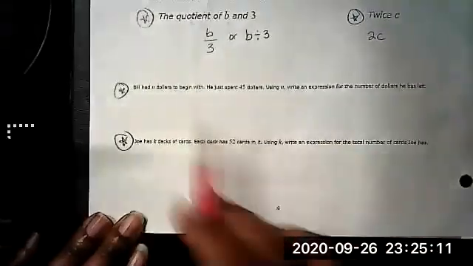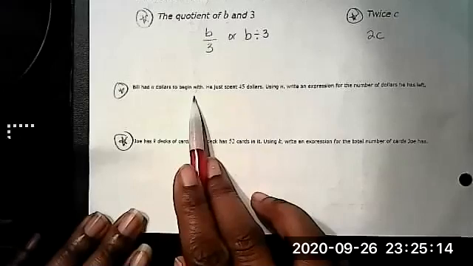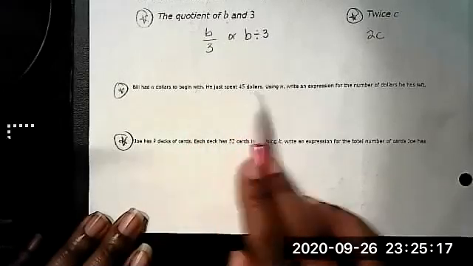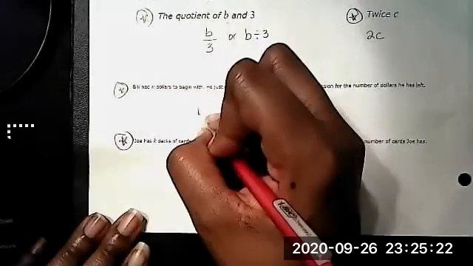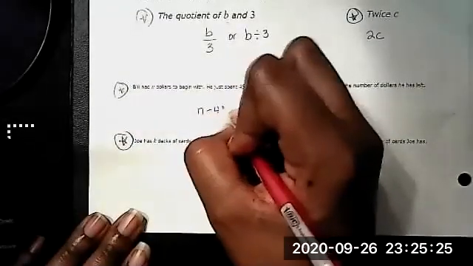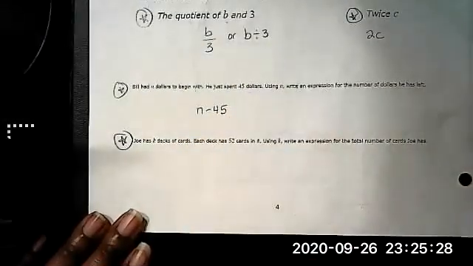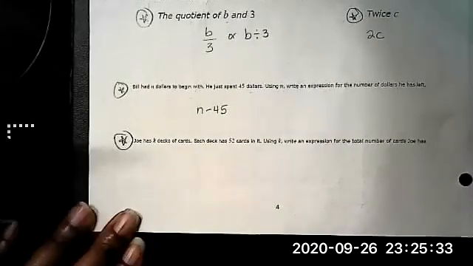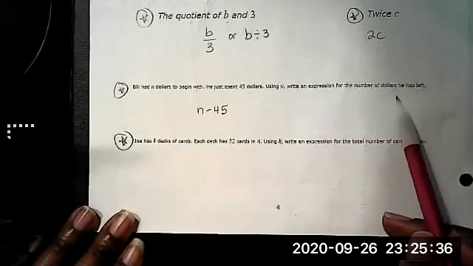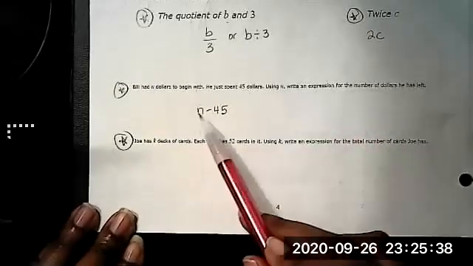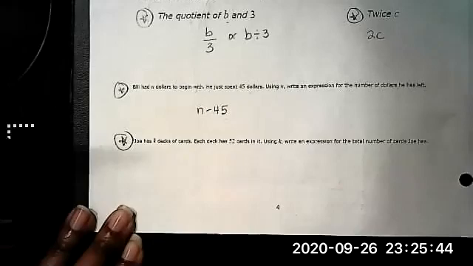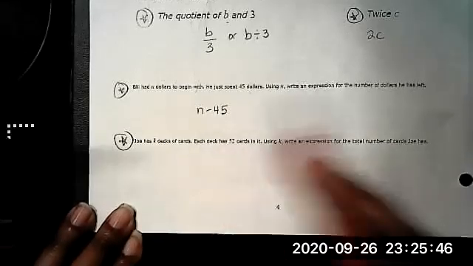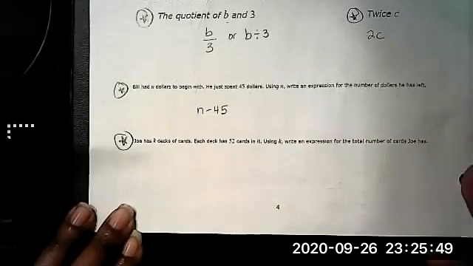Let's look at this one. Bill had N dollars to begin with. He just spent $45. Using N, write the expression for the number of dollars he has left. So he began with N dollars. He spent $45. That's the expression. They just want what they want. So they said, write an expression for the number of dollars he has left. So he has N minus 45. He spent the $45, and then whatever answer will come out of that. But we don't know the answer, so they're not asking for the answer. They just want you to write the expression.